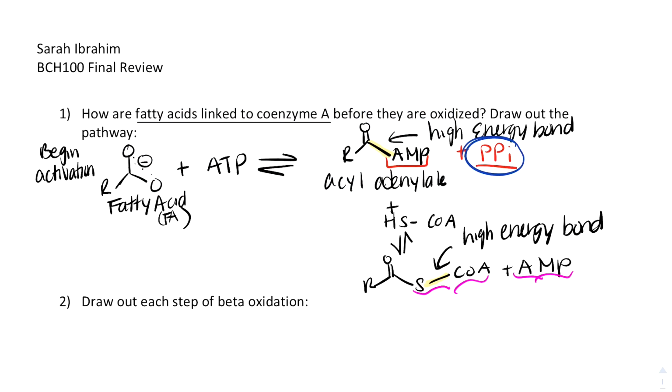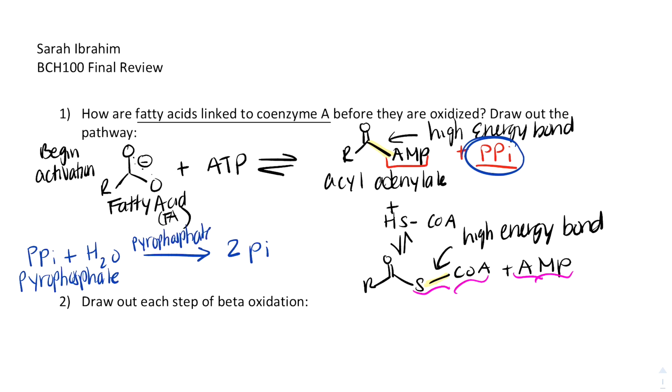So now we're going to focus on the pyrophosphate. The pyrophosphate can actually be broken down into two phosphates, but this can only happen in the presence of water. So we have our pyrophosphate plus water, and that creates the two phosphates. It also has to be with the addition of the pyrophosphatase enzyme.